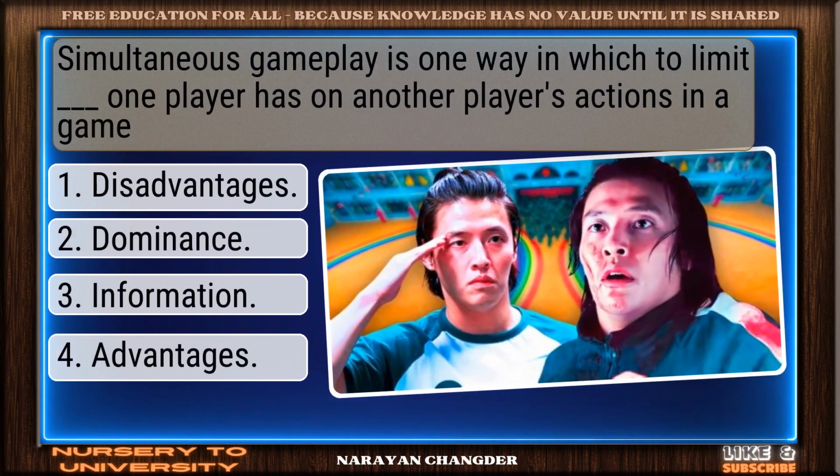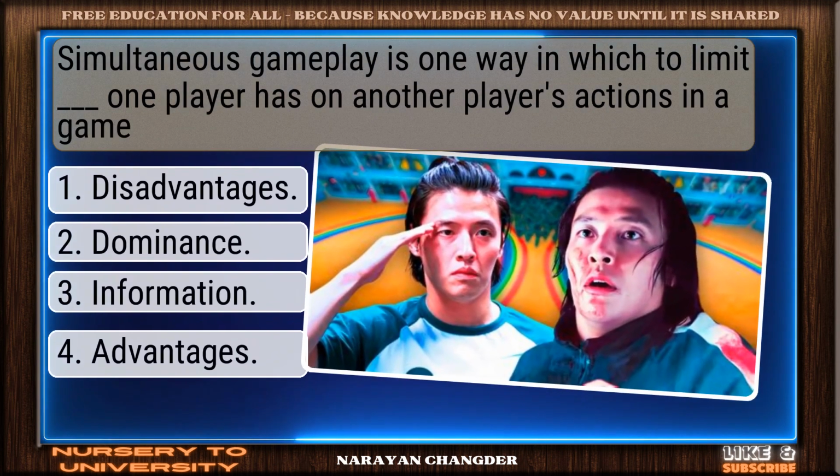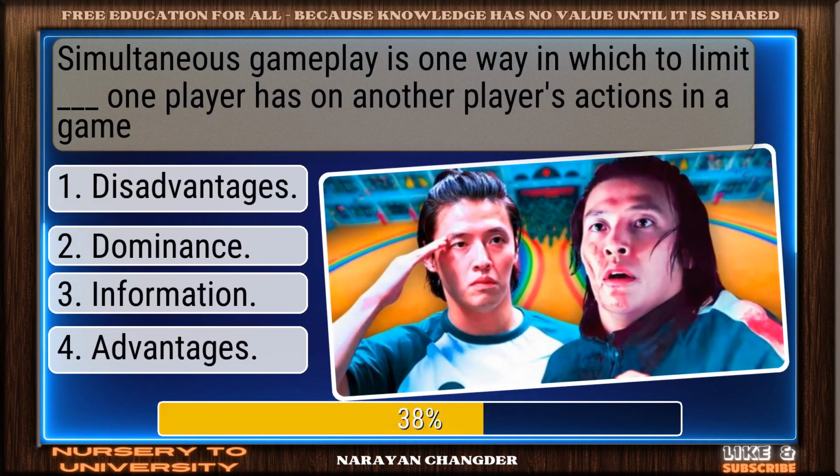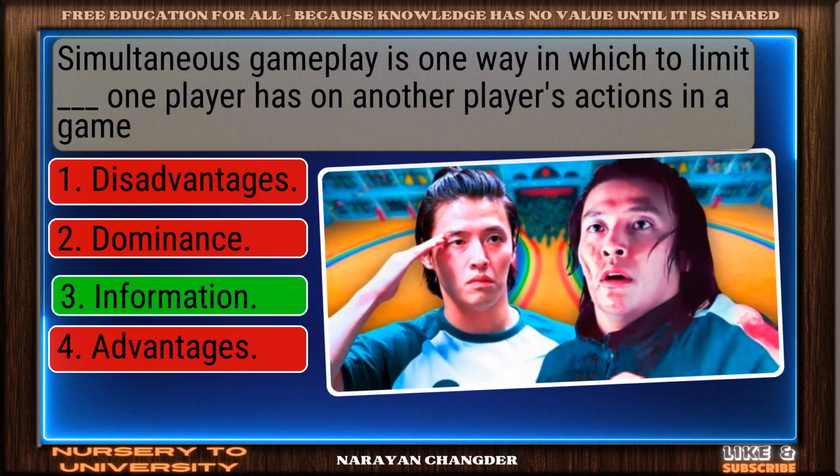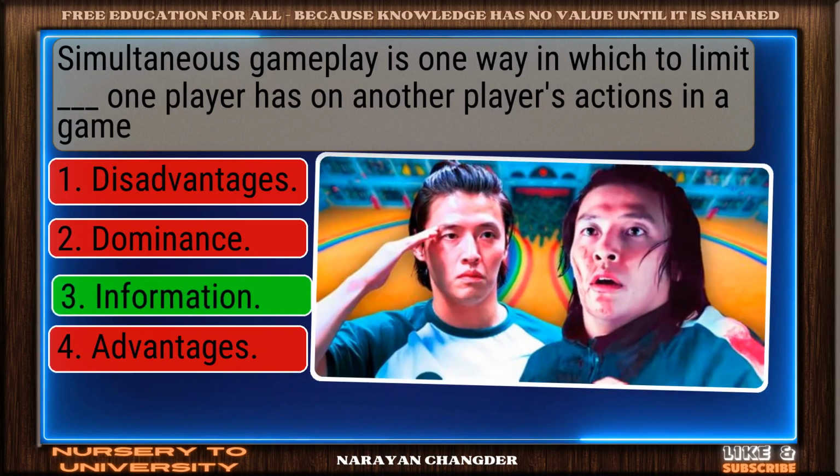Simultaneous gameplay is one way in which to limit ___ one player has on another player's actions in a game. Nicely done. Information is a solid answer.